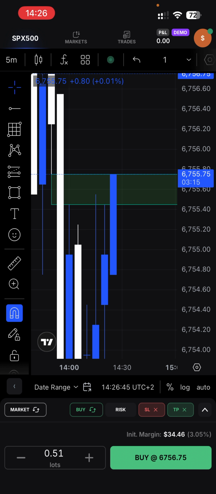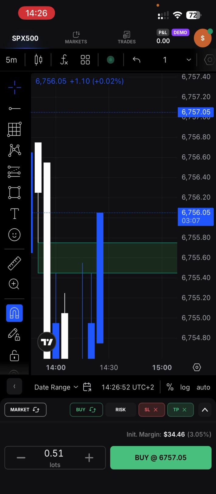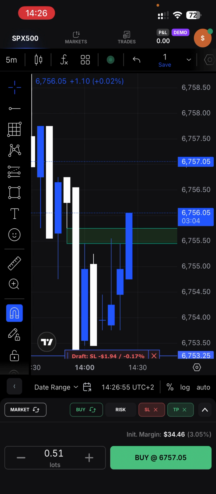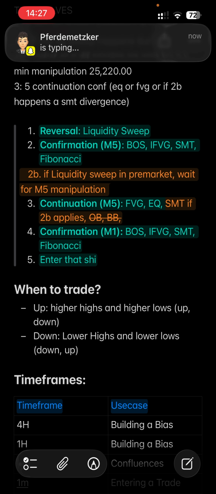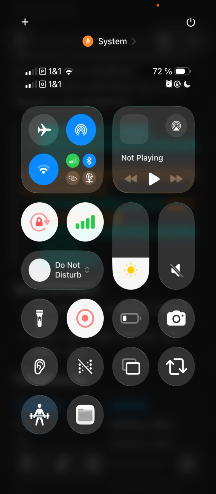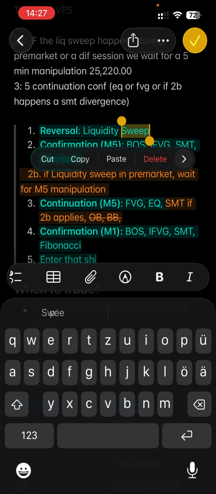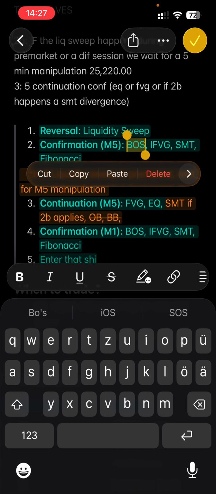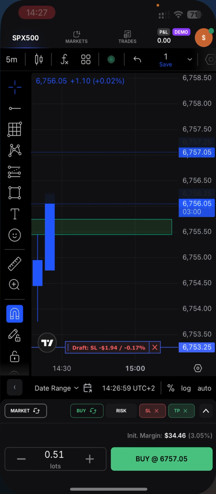Okay. We have blown past, meaning we have invalidated this fair value gap. It's an inverse fair value gap, and that means we have this, and this. So we have confirmation. Now we need continuation, which would be fair value gap. We don't have any fair value gaps here because we're in a dry desert.